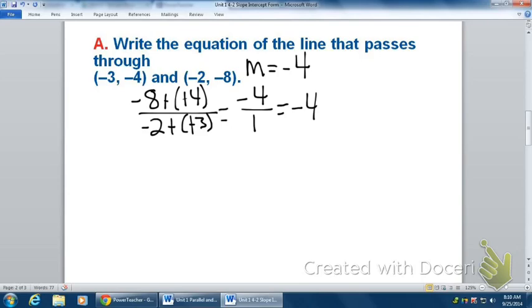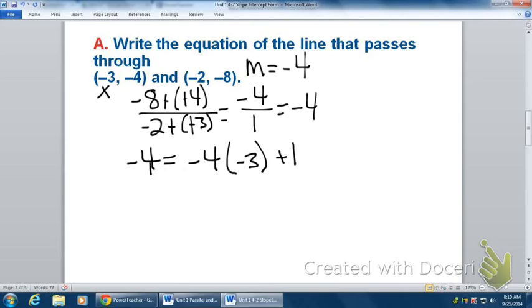Now that we have our slope, all we need to find is our what? Y-intercept. So, we can use any one of these points, and we can plug it into slope-intercept form. We can use either one. Does not matter. I'm going to use -3 and -4. All right? So, my y is -4. My slope is -4. My x, okay, is a -3.